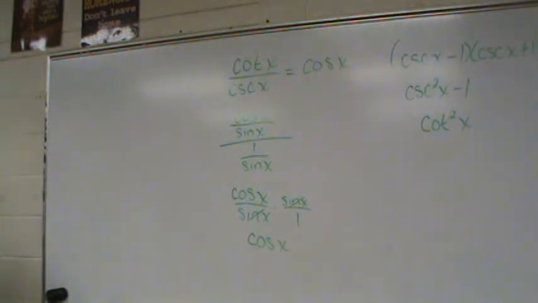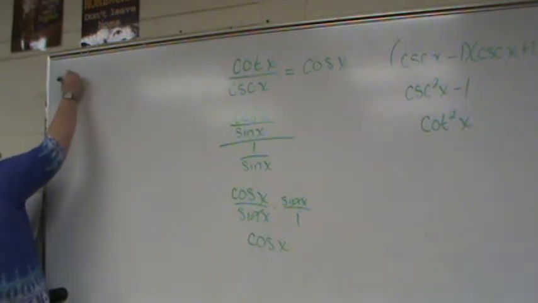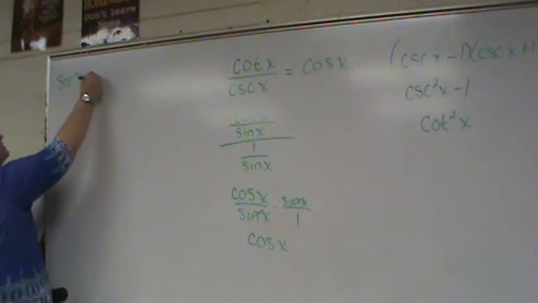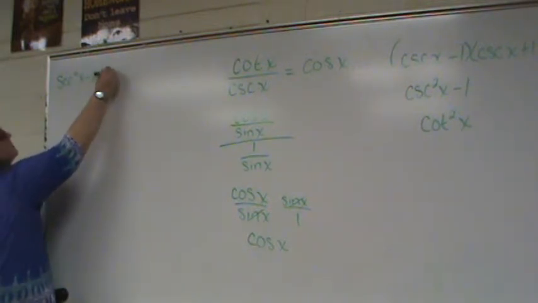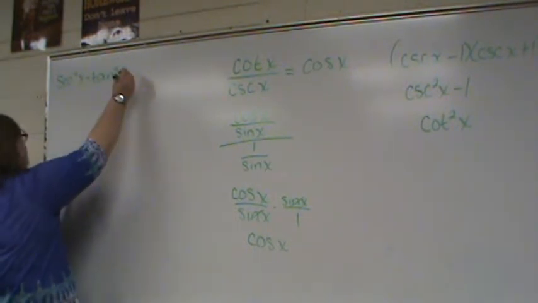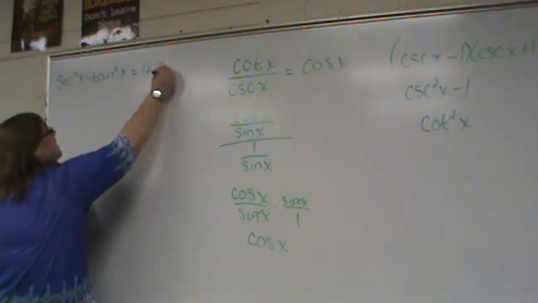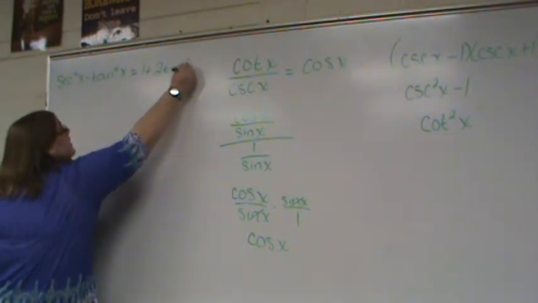Alright, so we're going to look at number 4 now. Number 4 says secant to the 4th x minus tangent to the 4th x equals 1 plus 2 tangent squared x.